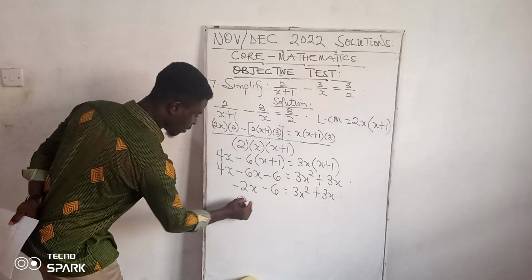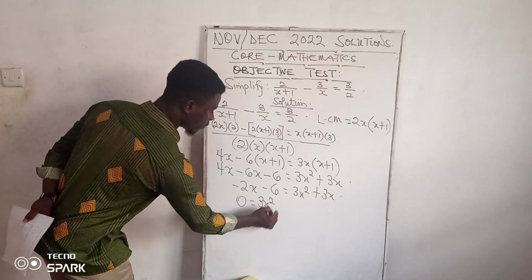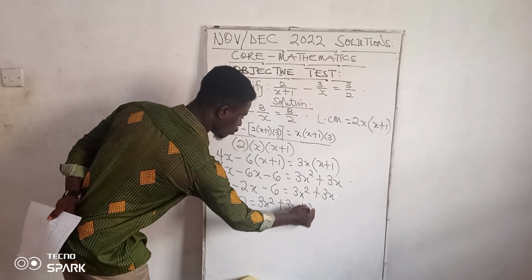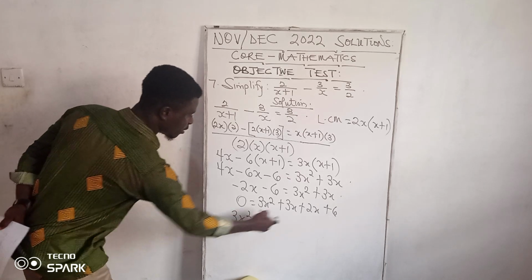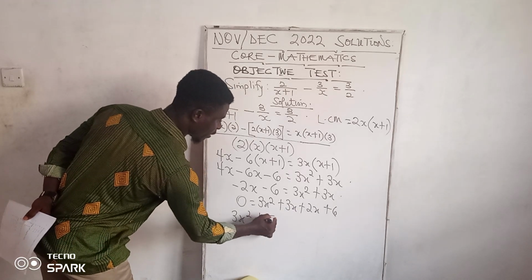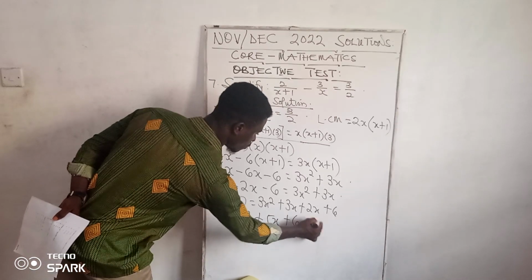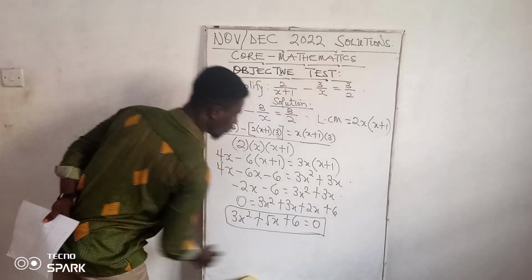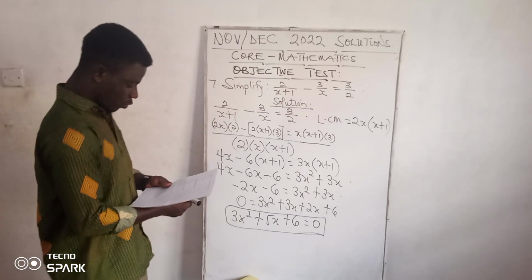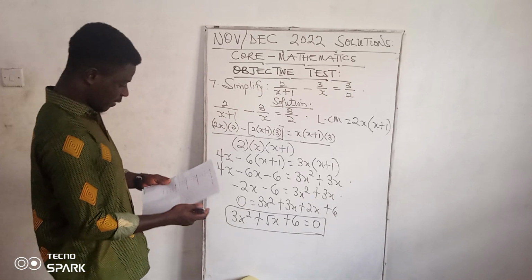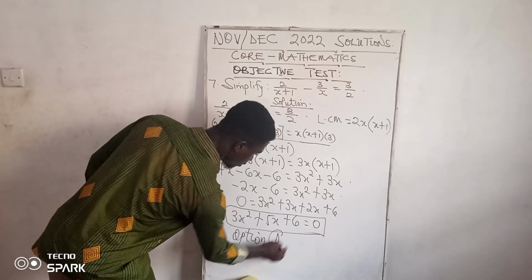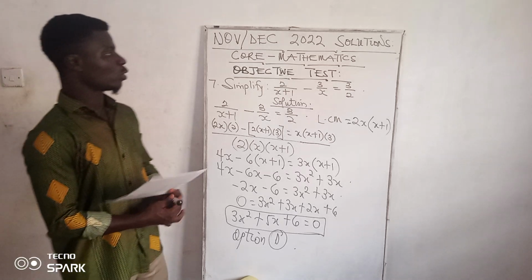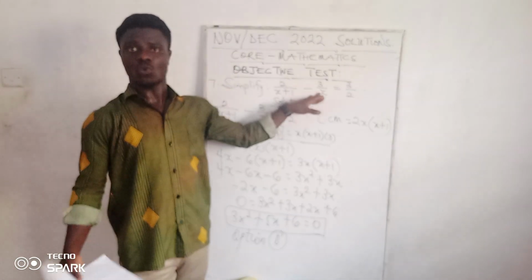So I have here to be 0 equals 3x squared plus 3x, then plus 2x, then plus what? 6. So I have 3x squared. Then this guy I get what? Plus 5x, then plus 6, which must be equal to 0. So I have this as my answer. So 3x squared plus 5x plus 6 equals what? 0, which is what? Option D for dog. So this one is an algebraic equation, which is form 1. Algebraic equation, right?